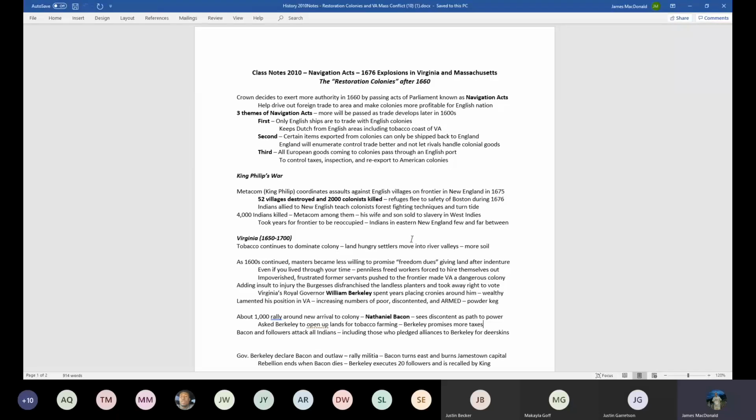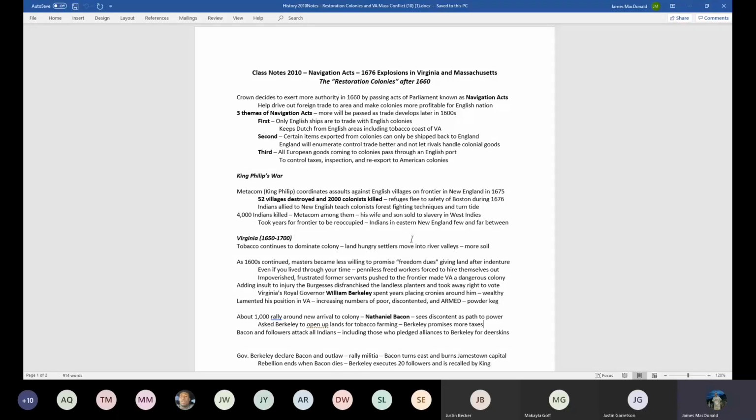There are three major themes for the navigation acts. And this makes sense if you're England. You're trying to take these colonies, which are created at different times by different individuals, a lot of whom are not even English, who live in the English colonies. Put that in quotes because not everyone there is actually English by race or by birth. The first major theme of the Navigation Acts, again, is to make the colonies more profitable for England. That's why they were created for England anyway.